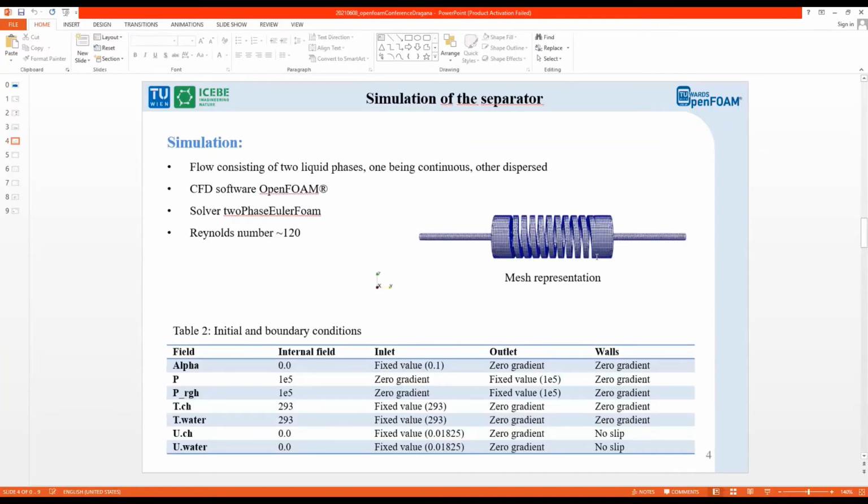For the simulation of this multi-phase separation, the CFD software OpenFOAM will be used. Initial and boundary conditions are presented in table 2. The solver that will be used is twoPhaseEulerFoam. The calculated Reynolds number is 120, and the flow to be simulated consists of two liquid phases, one being continuous and the other dispersed. In the figure here is the mesh representation with approximately 40,000 cells.